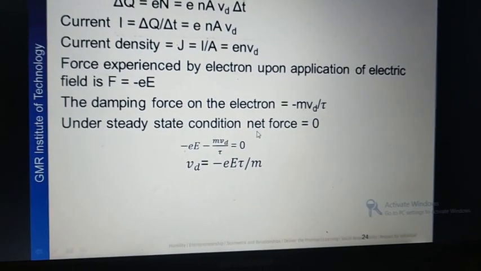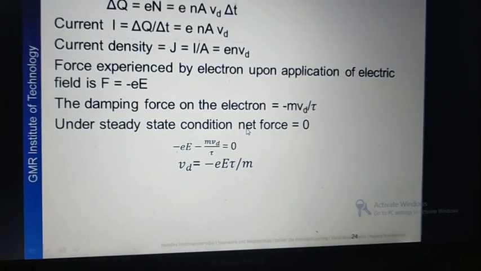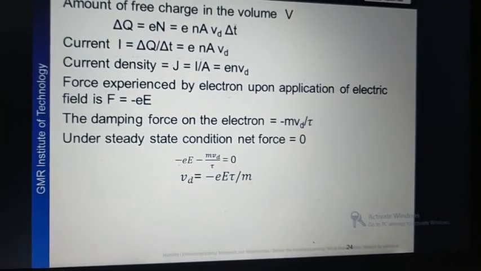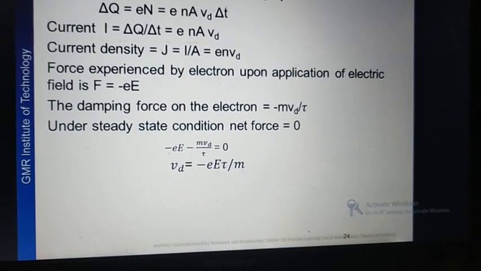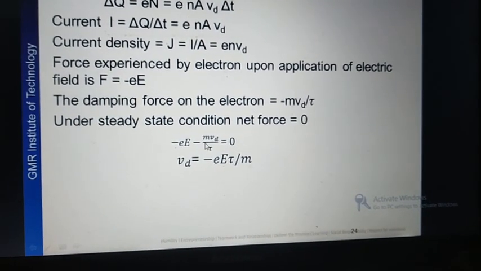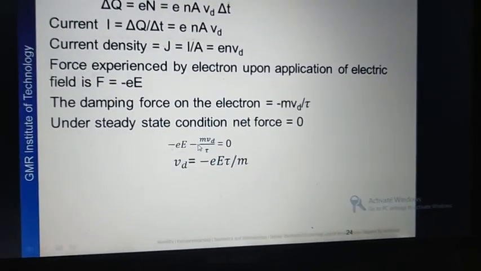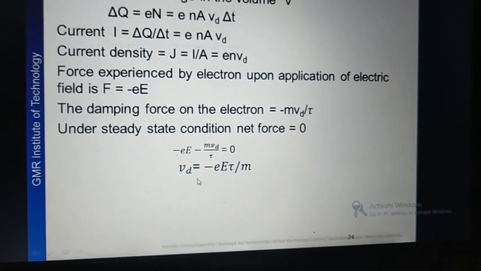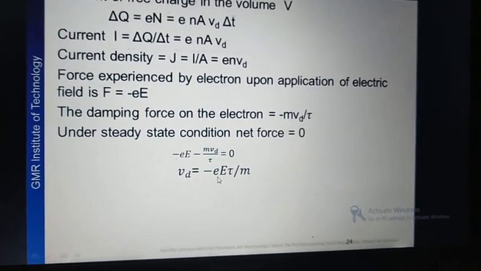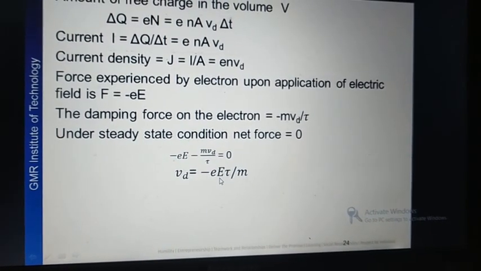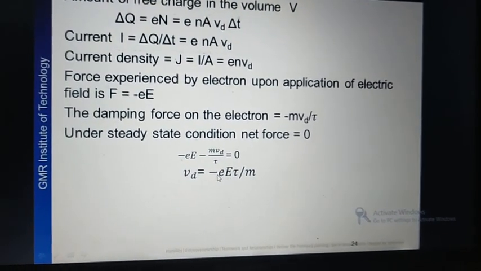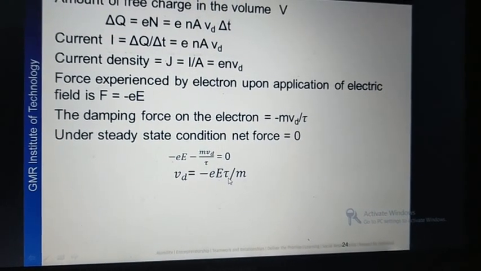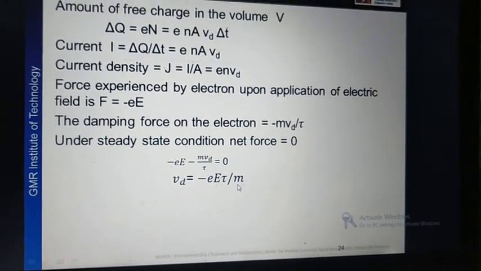But under steady state condition, there is no net force acting on the electron. What is steady state? The net force acting on the electron is 0, so the total force is 0. So if I find the total force, it is minus eE minus m Vd by tau, which is equal to 0. From this we got drift velocity is equal to minus eE tau by m. Here e is the charge of the electron, capital E is the electric field applied, tau is the relaxation time, m is the mass of the electron.